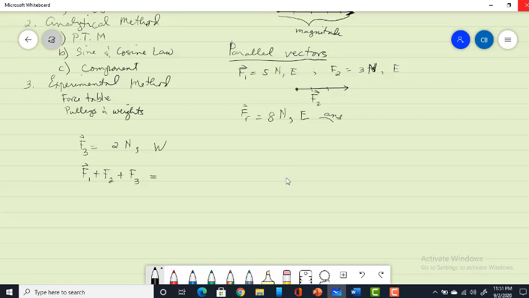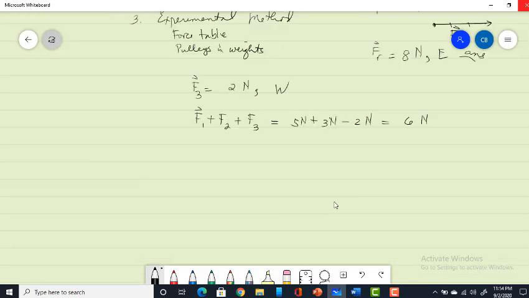So you have F1, simply 5 Newtons, then plus 3 Newtons. Since F3 is westward, then the opposite direction should be negative. So that's negative 2 Newtons. So the result should be 6 Newtons.